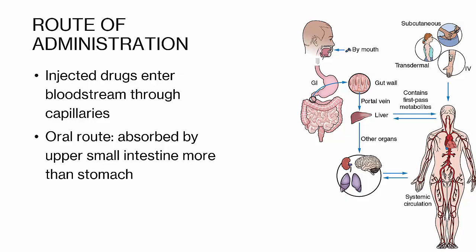Absorption through the upper small intestine is usually far greater than through the stomach, primarily because the small intestine has a larger surface area, and the pH is generally better suited for absorption. There are advantages and disadvantages for enteral drug administration that will be further discussed as we move through this course.